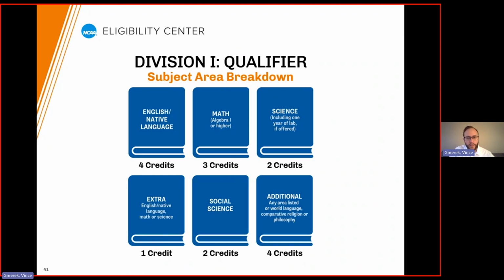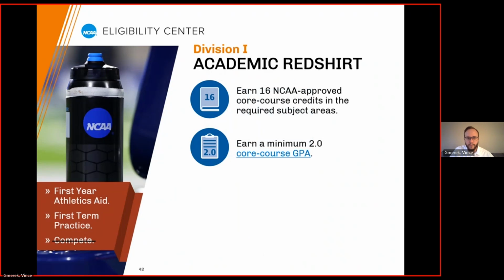So here, in order to meet the Division I requirements for science and social science, you often have to have 4 years worth of science and social science courses. Again, unless the crediting is different for your country or your credential, that's all outlined in our international guide. So that's what's required to be a qualifier.